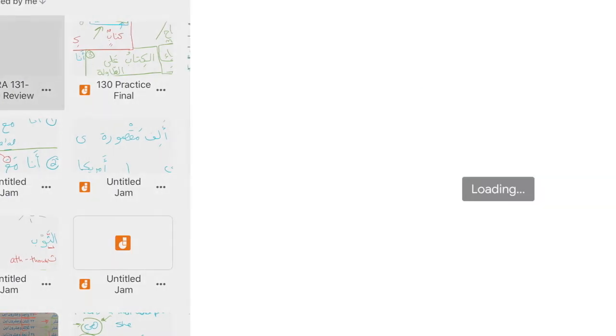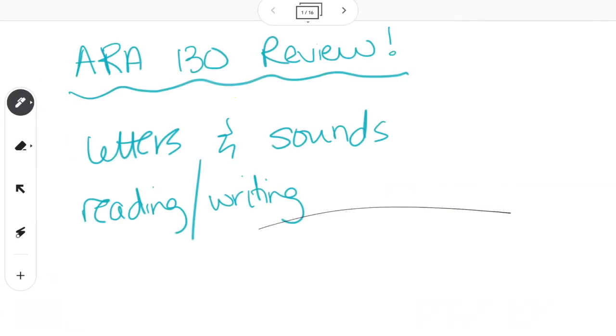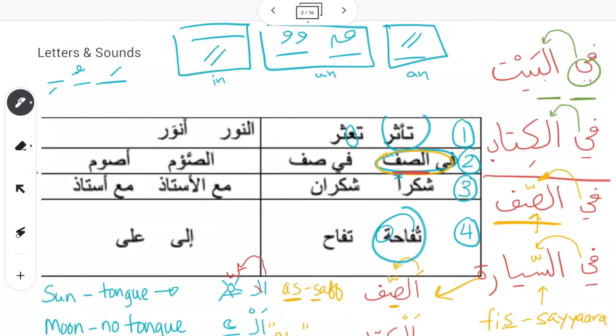Whoops, let's go back here. Okay, so let's go back. Anwar. Right here. Anwar. If it was this, we would have pronounced it an-nur because you have alif lam and then a noon. Alif lam and then noon. Noon uses your tongue, therefore you pronounce it with the shadda. An-nur. Okay.